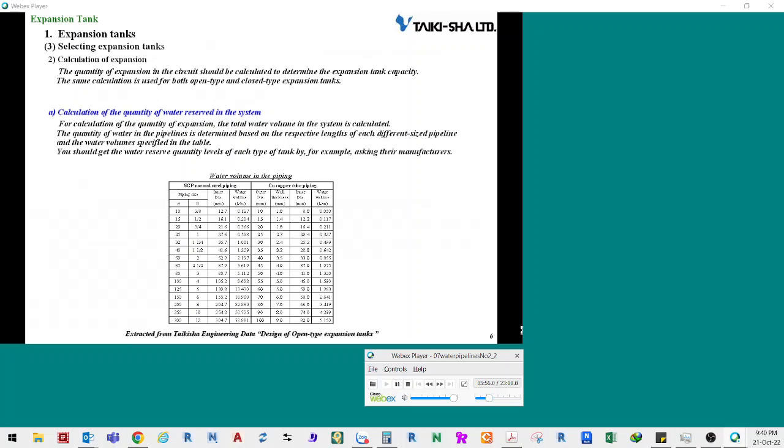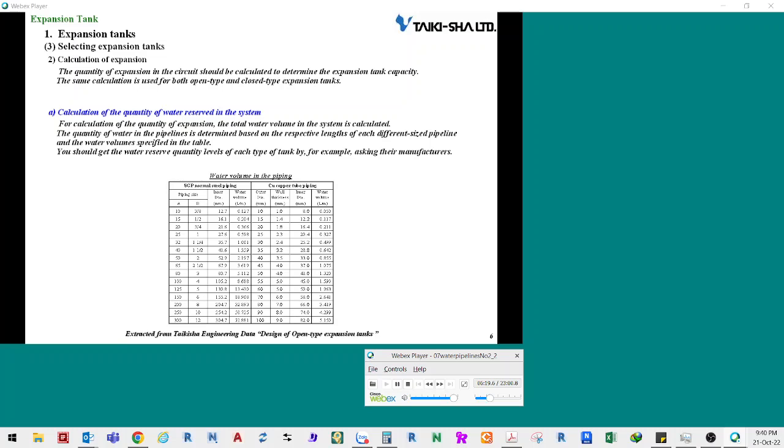Calculation of expansion. The quantity of expansion in the circuit should be calculated to determine the expansion tank capacity. The same calculation is used for both open-type and closed-type expansion tanks. A. Calculation of the quantity of water reserved in the system.